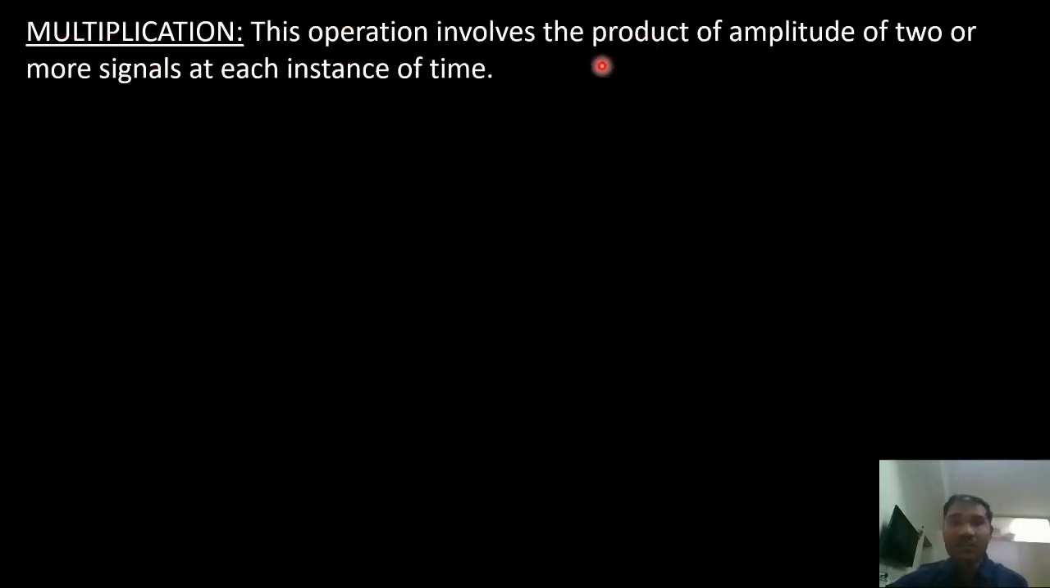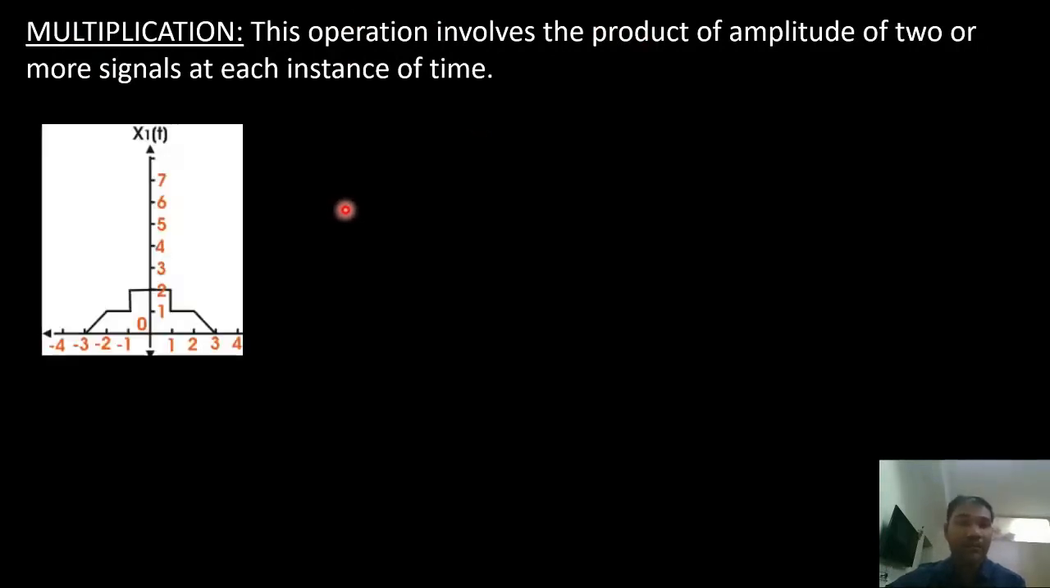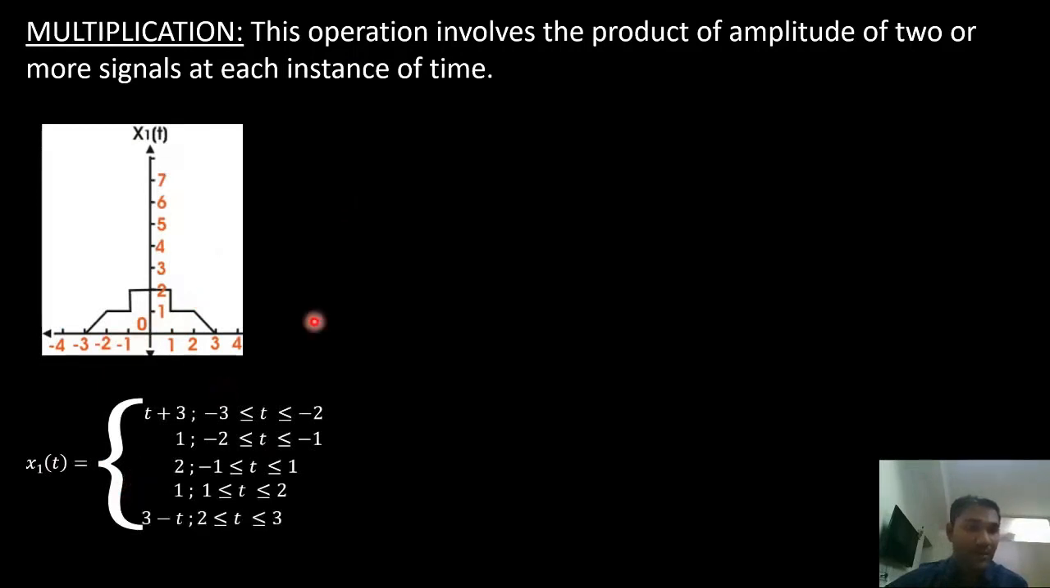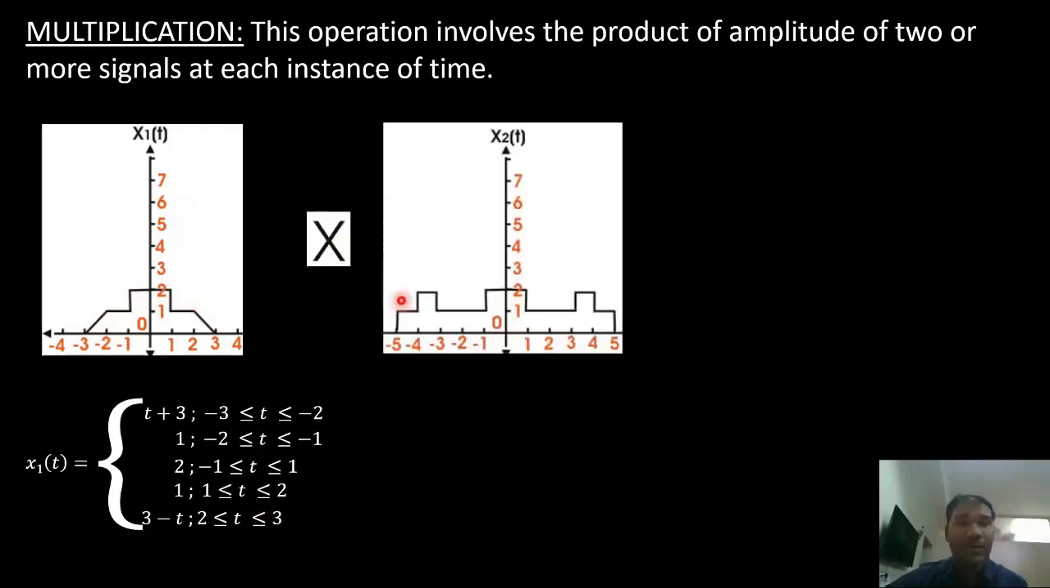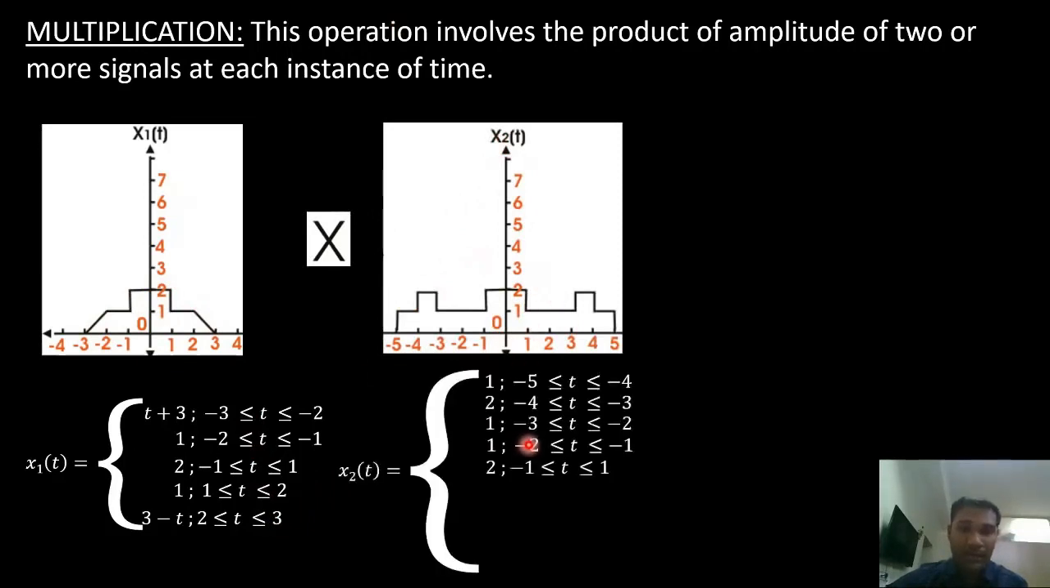Multiplication. Just as in addition, we will multiply. At each instant of time, we'll multiply the amplitudes, right? So this is another signal. For this, we'll write the mathematical representation. For each period, minus 3 to minus 2, minus 2 to minus 1, I have taken the line equations and written them here. Similarly, for the other signal also, I have written the same.